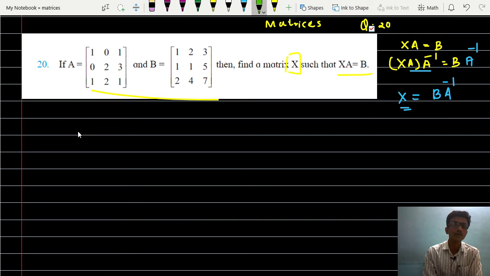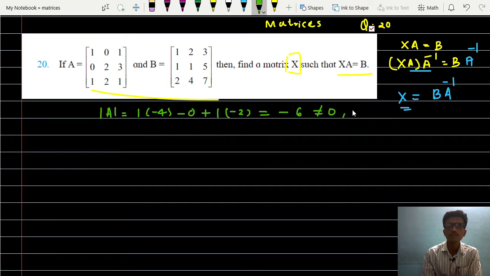First of all we find the determinant of A. Determinant of A is 1 into (2 minus 6), that is minus 4, then minus 0, plus 1 into (0 minus 2), that is minus 2, which gives us minus 6. Clearly it is not equal to 0, which means A inverse exists. So we find all minors and cofactors.